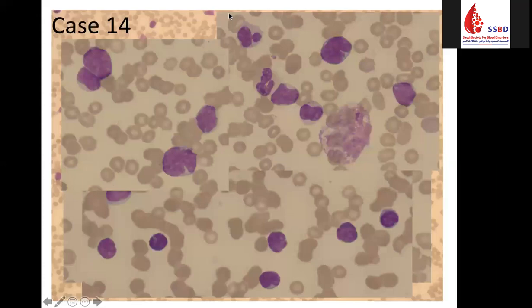So what do you think? Lymphoma? Yes, of course, lymphoma, but what type? Any clue from the morphology? Yes.